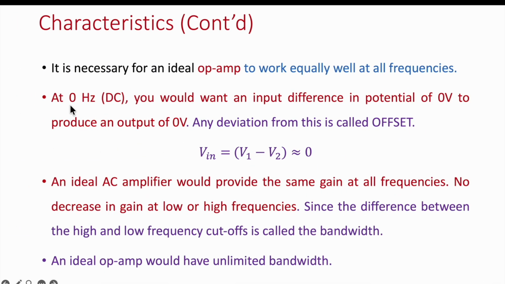The other characteristic is that it is necessary for an ideal op-amp to work equally well at all frequencies. For example, at 0 Hz or DC signal, you would want an input difference in potential of 0 volts to produce an output voltage of 0 volts. Any deviation from this is called offset, or you can write this: Vin is equal to V1 minus V2, approximately equal to 0. An ideal AC amplifier would provide the same gain at all frequencies, no decrease in gain at low or high frequencies, since the difference between the high and low frequency cutoff is called the bandwidth. An ideal op-amp would have unlimited bandwidth.